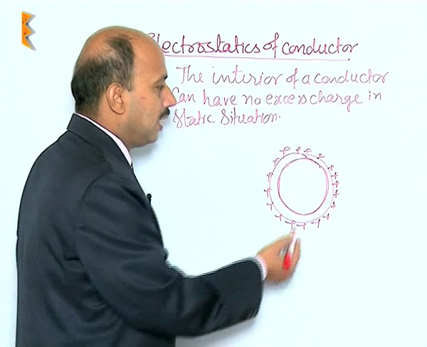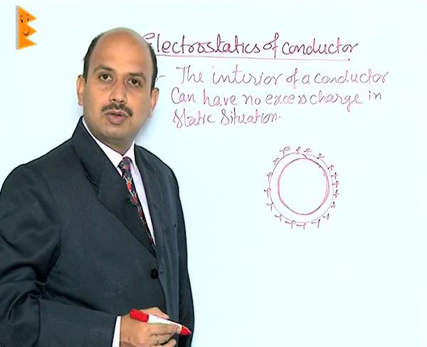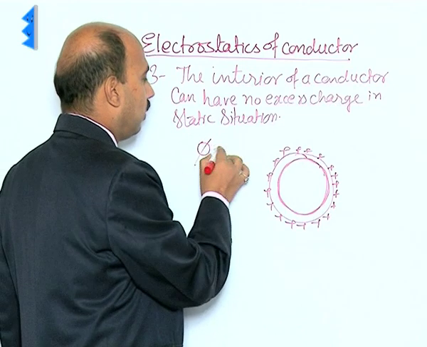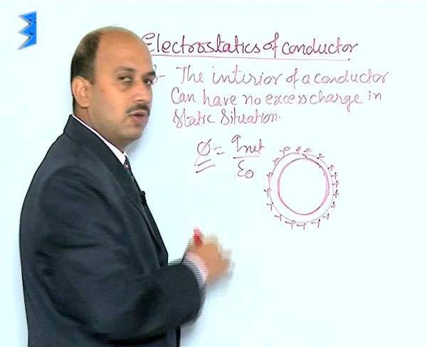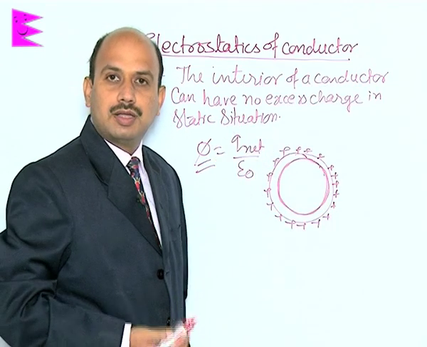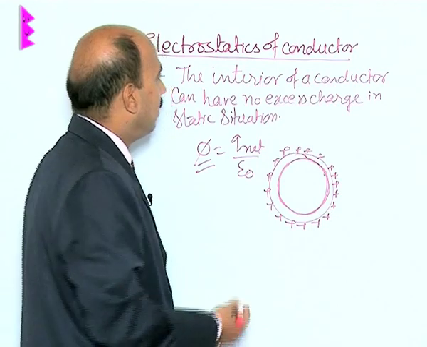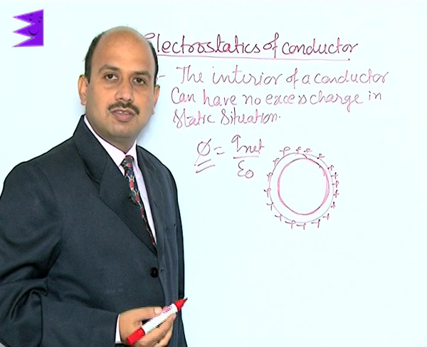So you know when the electric field is 0 inside the conductor, it means flux is equal to 0. So flux is equal to Q net upon epsilon naught. So when the flux is 0, it means there is no net charge inside the conductor. So we can say that the interior of a conductor can have no excess charge in the static situation.